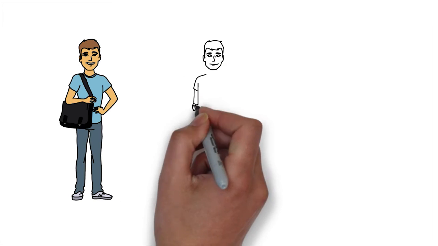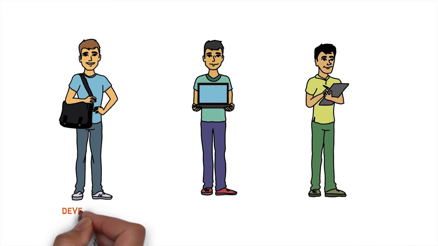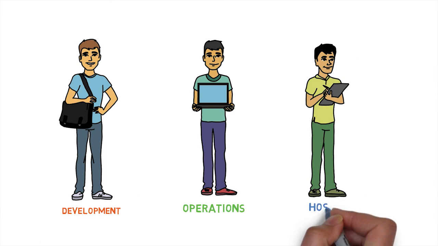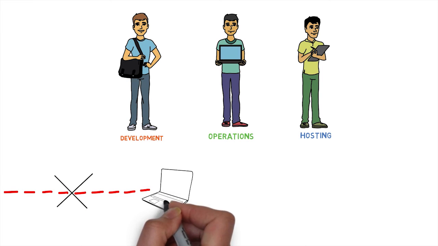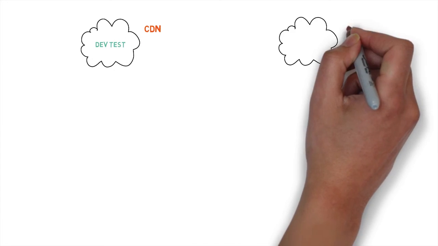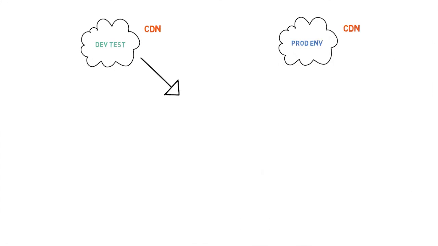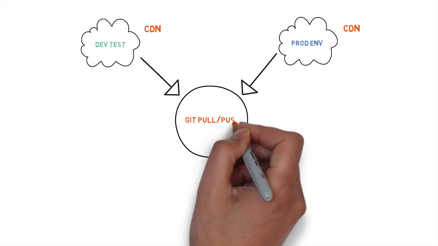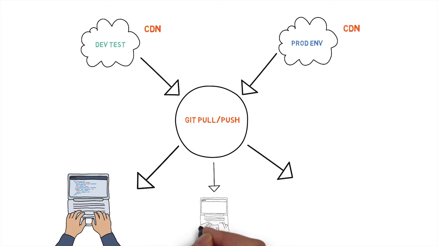Section.io is built for teams. We know development, operation, and hosting teams want to remove barriers to releasing code and finding website bugs. By synchronizing the CDN between deployment, test, and production environments with familiar Git pull, push, and deploy processes, you can ensure all parties are working on a common platform.